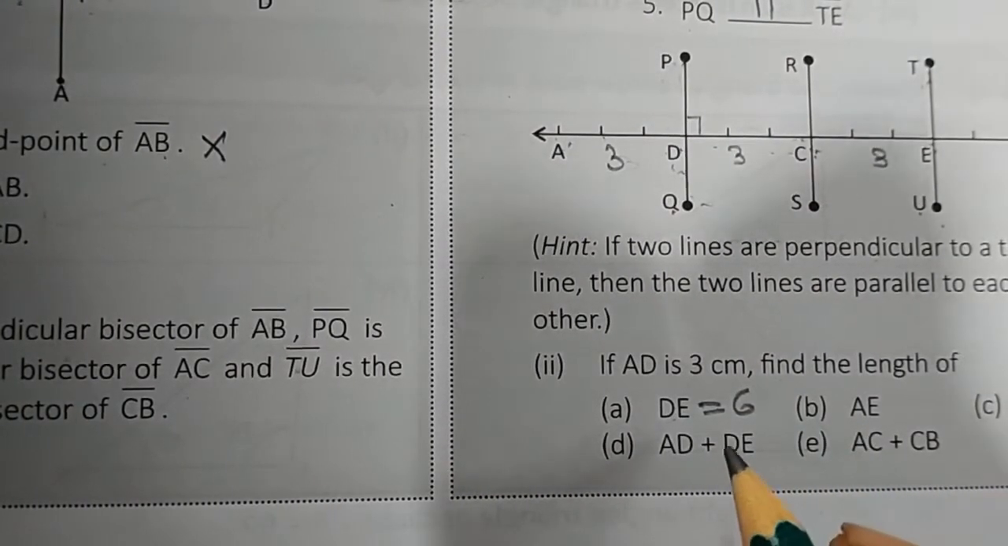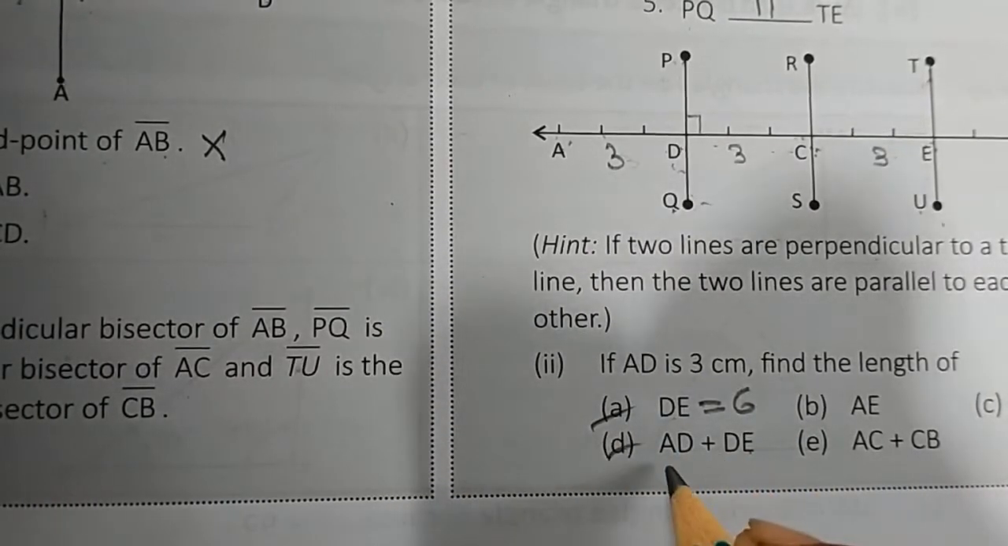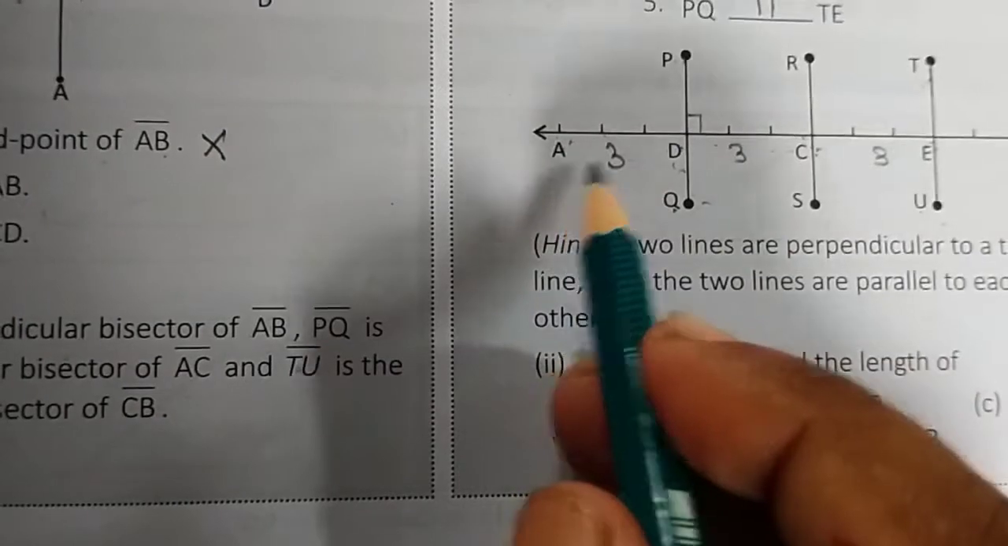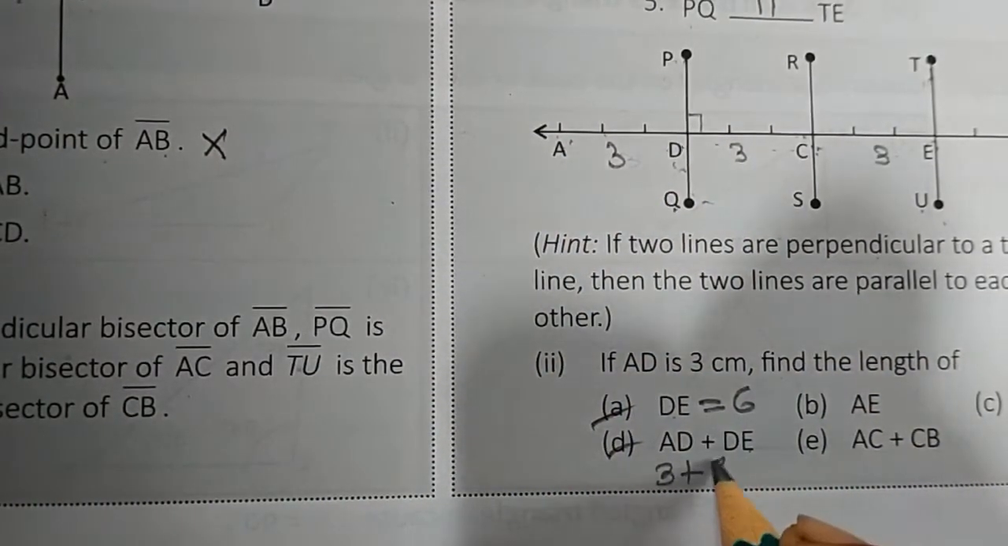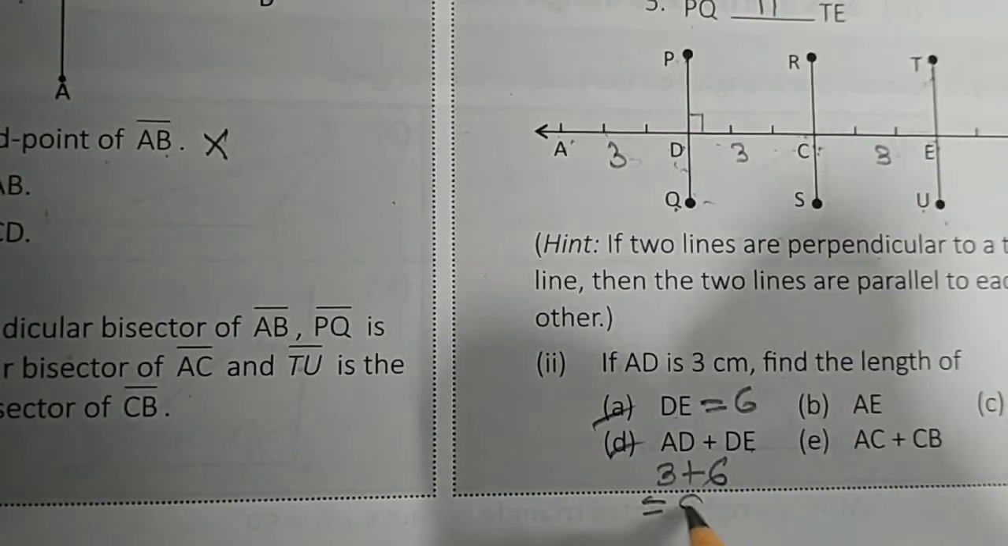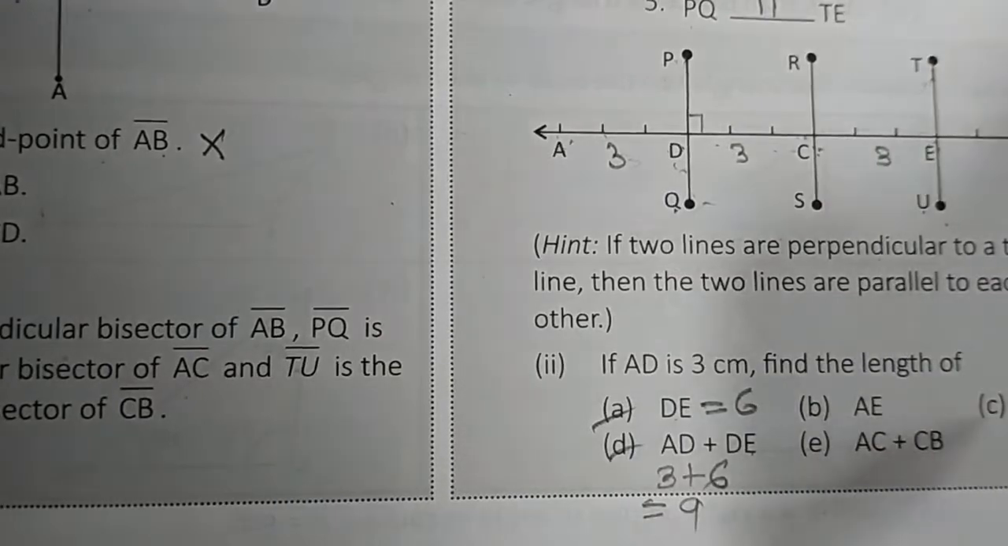Understood everyone? Now AD plus DE. Question number D. AD means here 3 and DE you know is 6. So the total length is equal to 9. So in a similar way you can solve all the other problems.